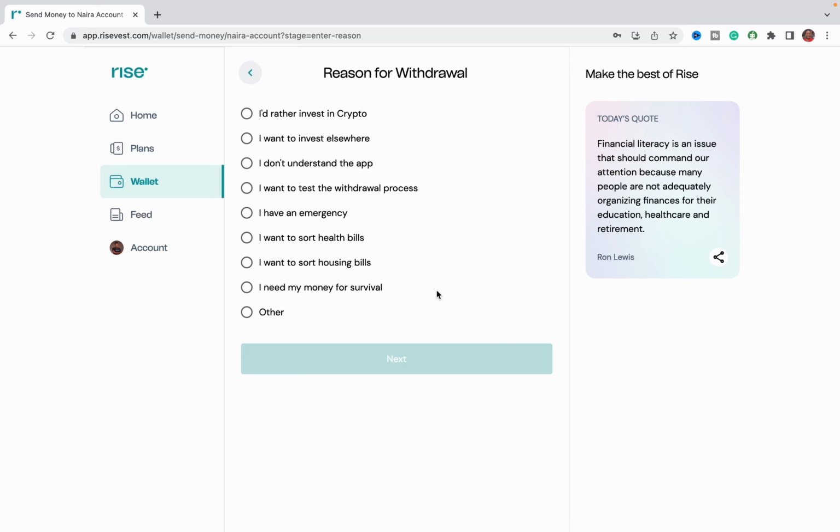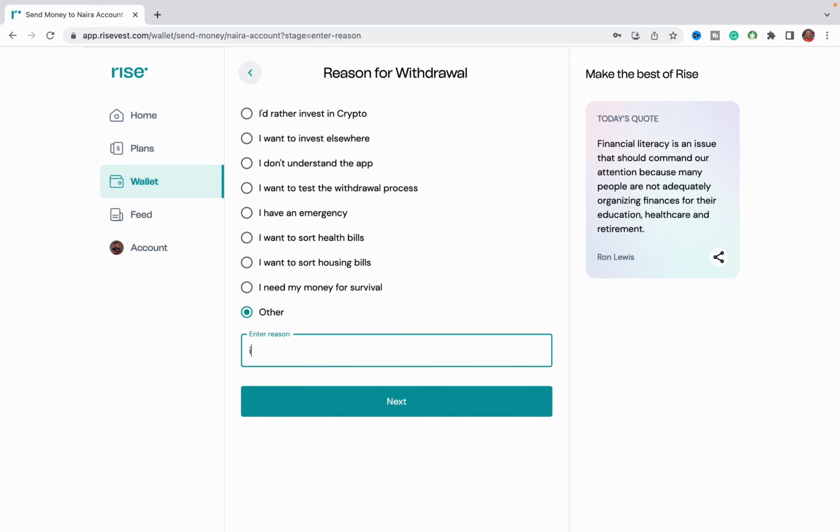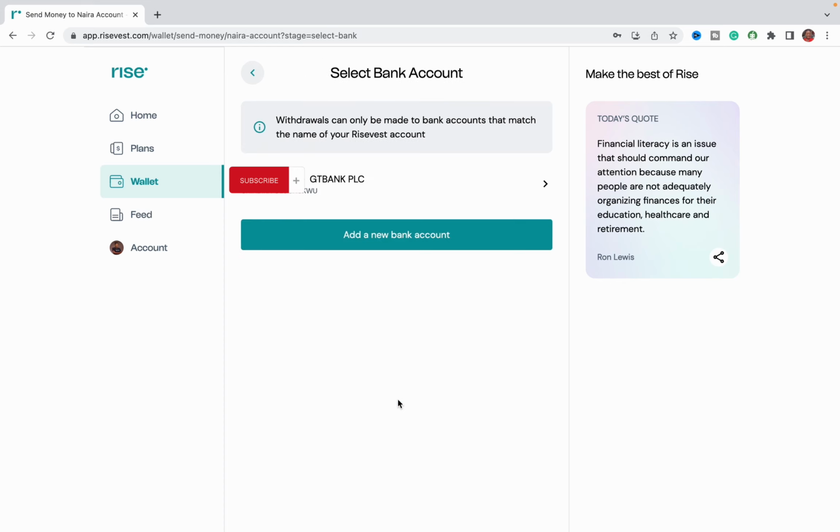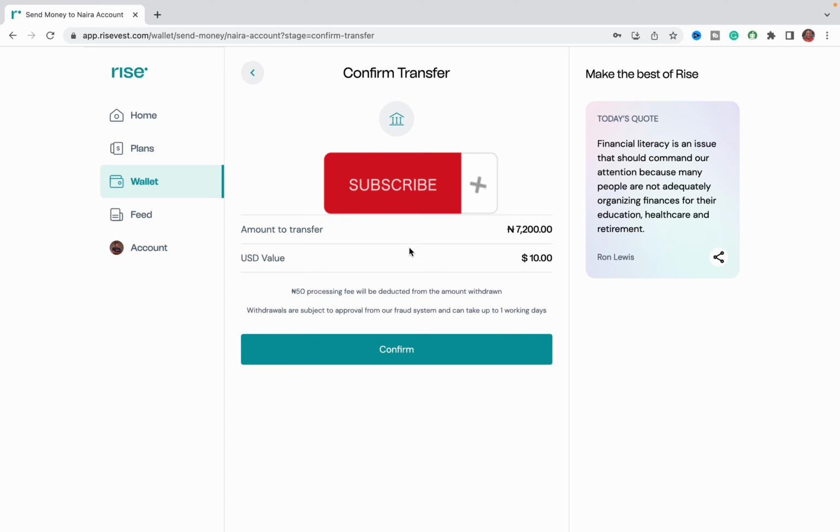So you have different reasons why you might withdraw. Use the app. So basically it tells you to withdraw the money and you confirm, and that is how it goes.